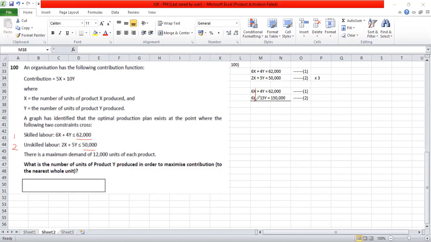6x and 6x gets cancelled because when we are subtracting one from another, the signs of the second equation have to be changed. Okay, so 6x, 6x gets cancelled. We have minus 15 plus 4. Minus 15 and plus 4 will be minus 9y. So we see this is minus 9y is equal to minus 150 and 62 gives us 51, 12, 88,000. Am I correct? It is minus 88,000.